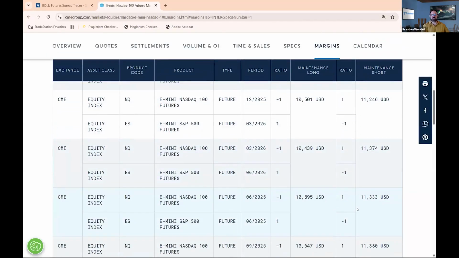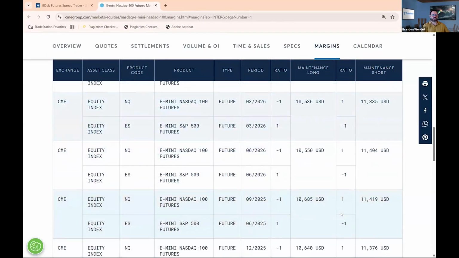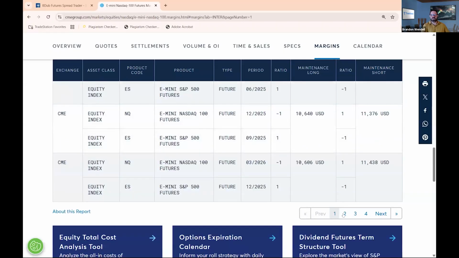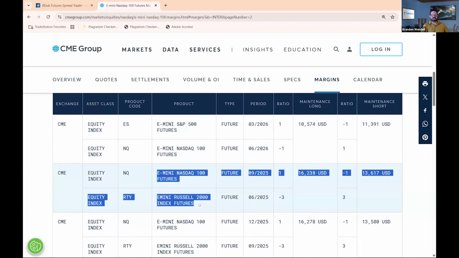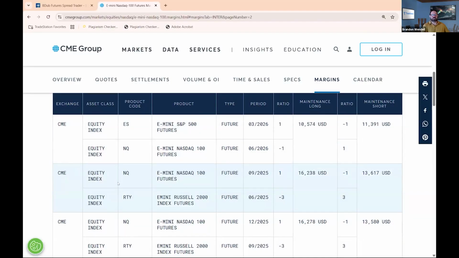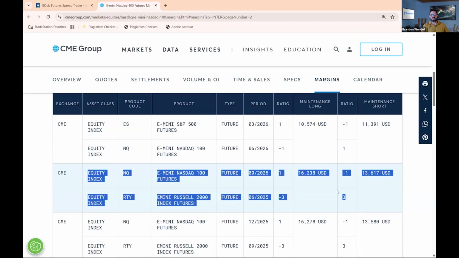But let's see if we can find the NASDAQ versus, say, the Russell or even the Dow. Let's see, what are they? Oh, there's the Russell right here. Look at this. That is the NQ versus RTY. Notice the delta ratio is not 1-to-1, is it? For every one NASDAQ contract that we want to trade, we have to do 3 Russells.